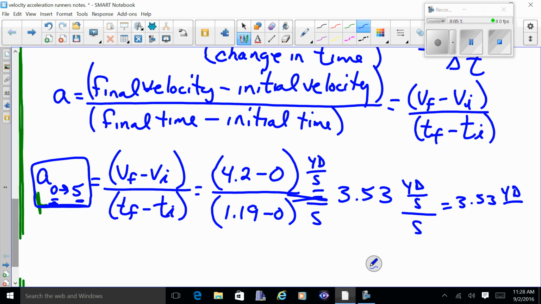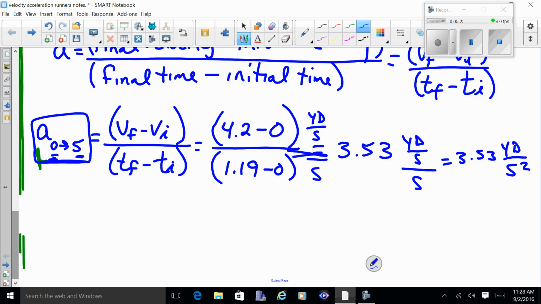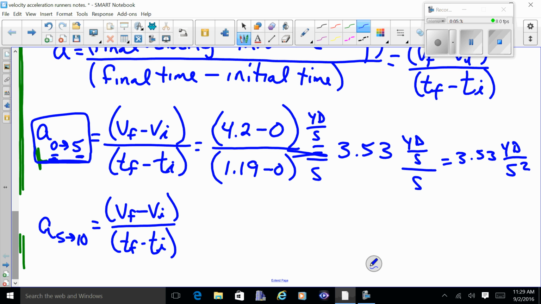Okay? Now we have to do the acceleration between the 5 and the 10. So we're going to do another one like this. So I'm just going to do the same formula again. Acceleration between the 5 up to the 10 equals final velocity minus initial velocity over final time minus initial time. So let's see what we're going to put in for the final velocity this time. Well, the final velocity is going to be the velocity at the 10-yard line. The initial velocity is going to be the velocity at the 5-yard line. So we're going to come back up here and look what those velocities were.